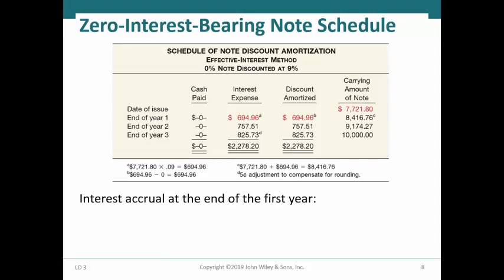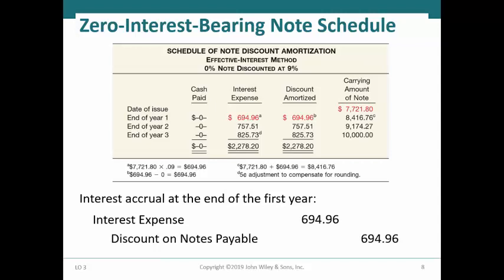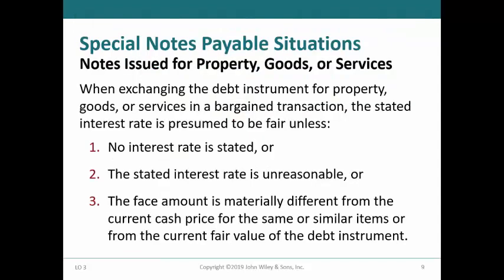The interest of $694.96 for the first year would be calculated by multiplying 9% by the carrying amount of $7,721.80. The interest would be a debit to interest expense for $694.96 and a credit to discount on notes payable for the same amount. Turtle Cove would continue to amortize the discount each year, and at the end of the 3 years would debit notes payable for $10,000 and credit cash for $10,000.